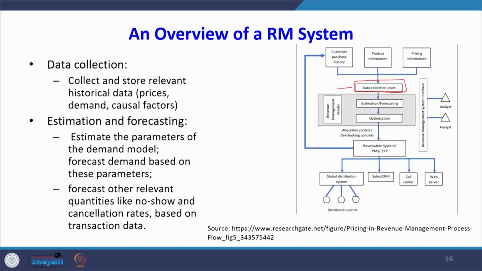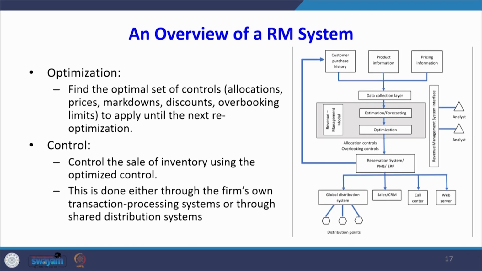Here, estimate the parameters of the demand model and forecast demand based on these parameters. Then forecast other relevant quantities like no-show and cancellation rates based on transaction data. So this is the second component of a revenue management system after collecting the data: forecasting. The next one is optimization.